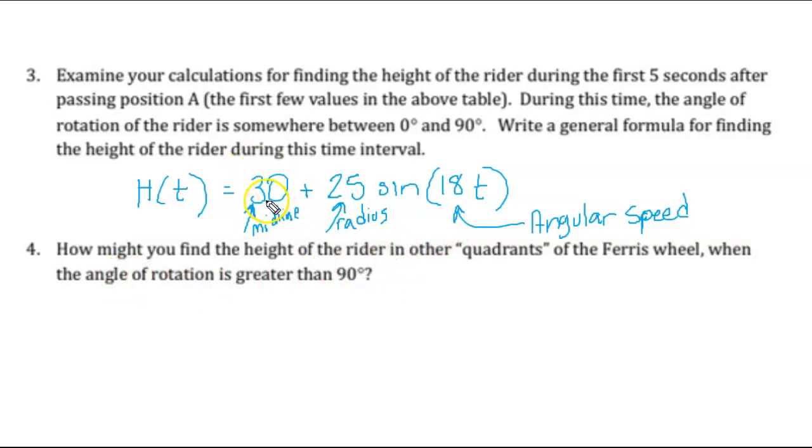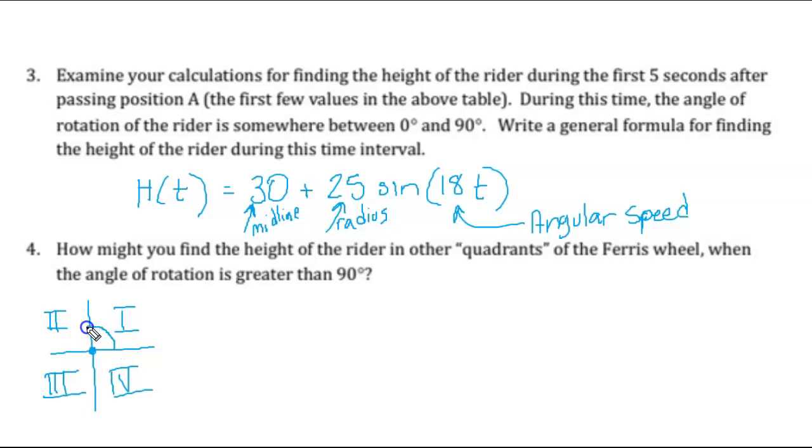But now if we're in the other quadrants, it kind of changes what we have to do. If you think about the Ferris wheel and its quadrants, remember this is quadrant 1, this is quadrant 2, this is quadrant 3, and this is quadrant 4. So what's going on? Anything up here we were adding, and anything down here we were subtracting. But that's also something that the trigonometric functions, the sine function, has been programmed to take into account.